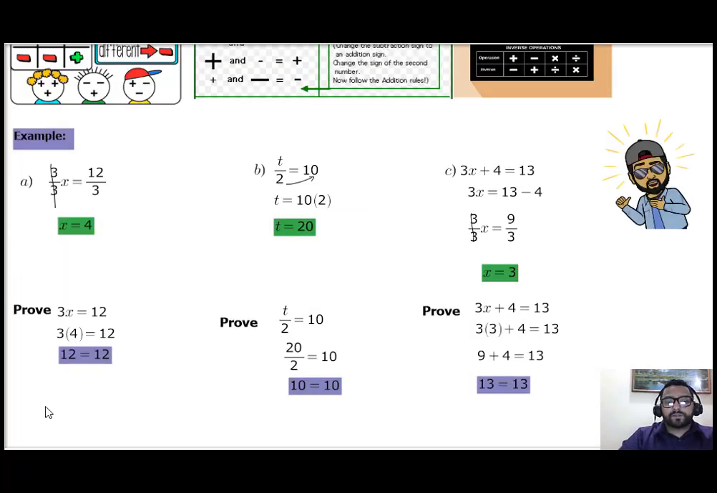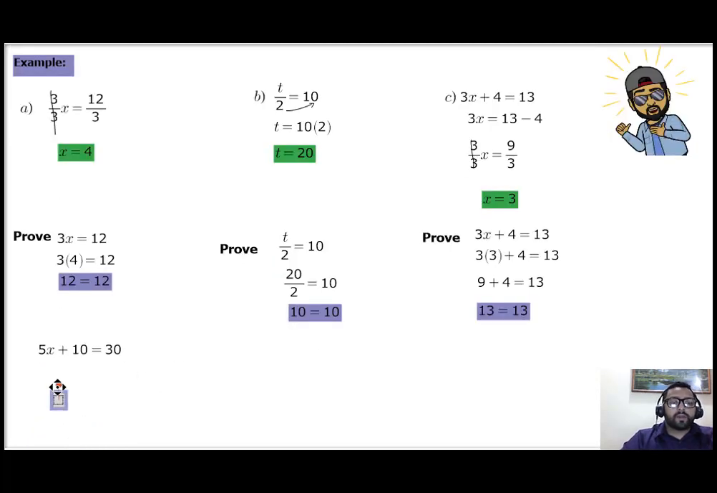Two extra exercises here. For example, if you have 5x plus 10 equals 30. So for this one, first you need to move the number 10 to the other side. Remember, if it's addition, the transposition is going to be subtracting. So 30, and this is positive 10, we move it as a negative 10. Then we have 5x equals 30 minus 10, which gives us 20.